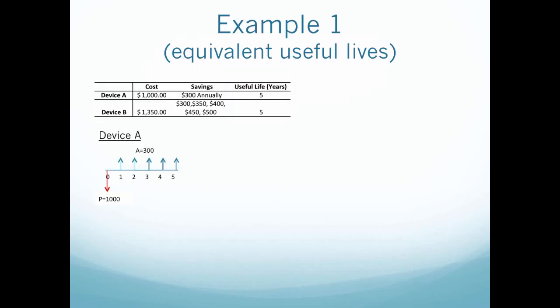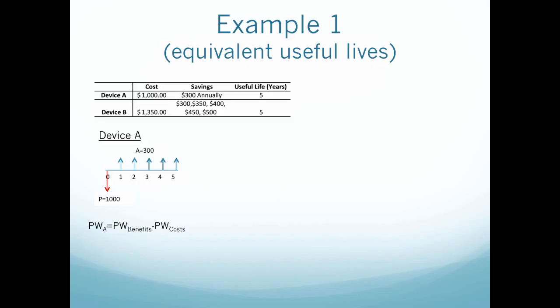The way I approach every one of these problems is I draw a cash flow diagram for both alternatives. Here I have device A, and I spend $1,000 right now, today, at time 0, so that is a present value already. I don't need to convert that at all. Then these up here are my uniform series, or an annual savings of $300.